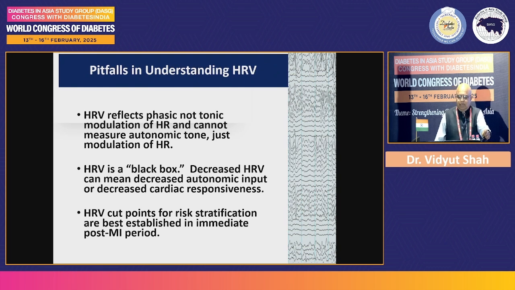However, there are some pitfalls in understanding HRV also, because HRV reflects phasic, not tonic modulation of HR, and cannot measure autonomic tone, just a modulation of heart rate. HRV is like a black box. Decreased HRV can mean decreased autonomic input or a decreased cardiac responsiveness as well. And HRV cut points for risk stratification are best established in the immediate post-MI period.